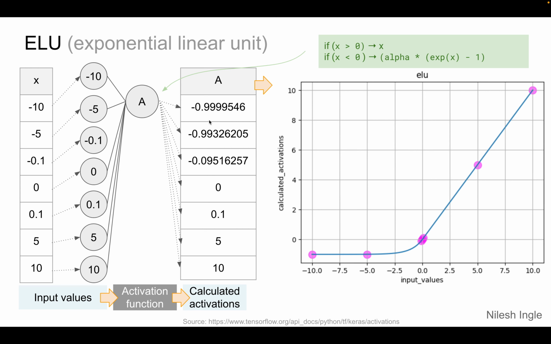The output values of that neuron are shown on the right hand side in the column A, where we see the values -0.999 and so on right up to 10. On the rightmost side, we see the plot which shows the blue line. That is the ELU activation function. That's how it looks like. And the magenta color dots are the points that we have on the left hand side. Those are plotted on the same line.